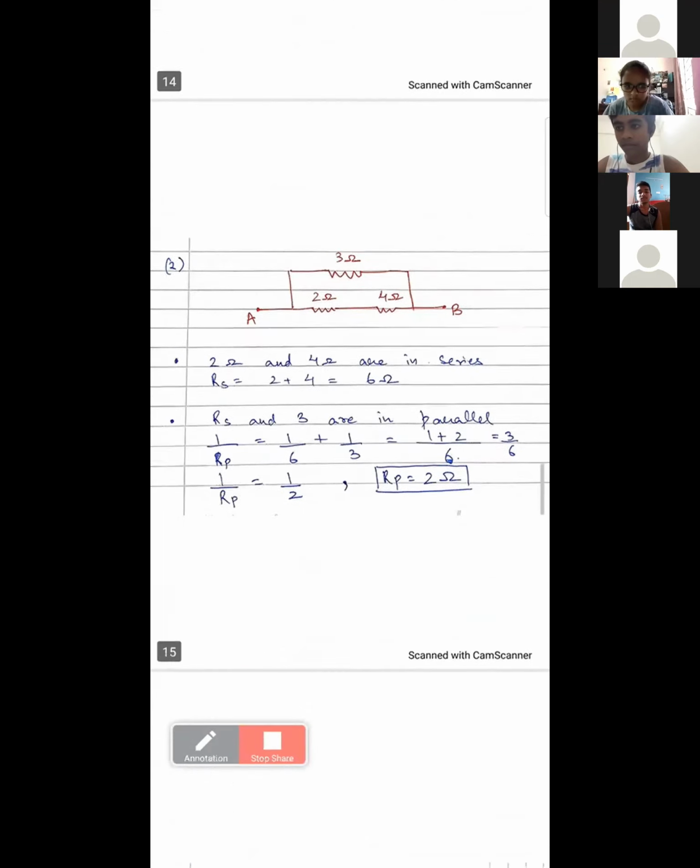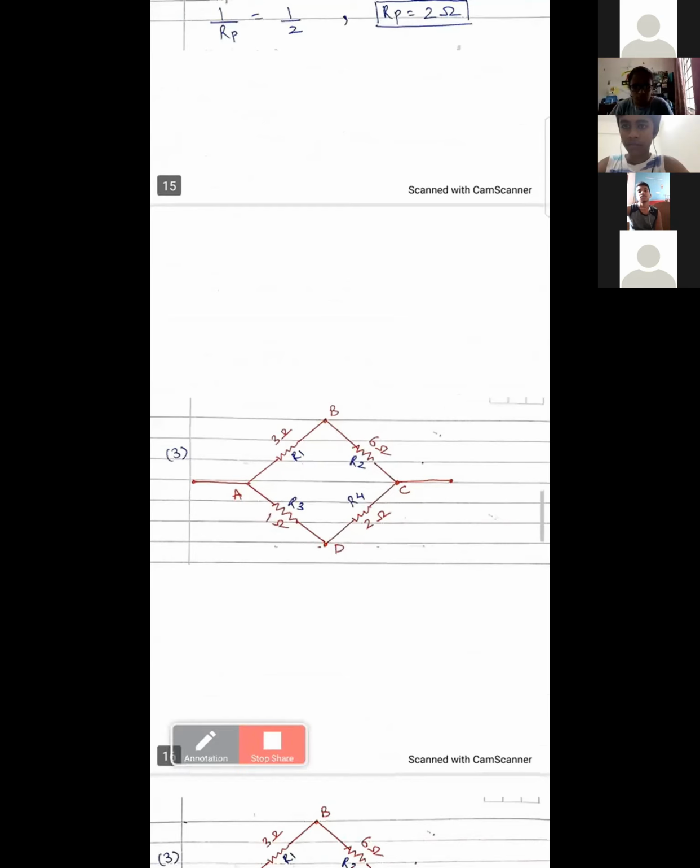Is this clear? Okay. Now the next combination, I give you this one. Find out the equivalent resistance across AC. R1 is 3 ohms, R2 is 6 ohms, R3 is 1 ohm, R4 is 2 ohms. You just find it out.